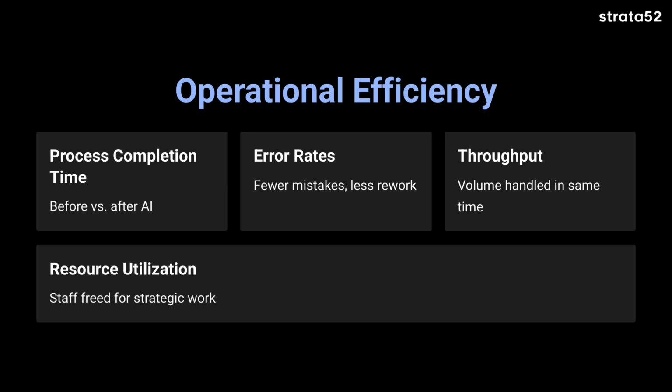For error rates, are we seeing fewer mistakes or less rework needed, which in turn boosts productivity? For throughput, can the team or the machine handle more volume in the same amount of time, such as units processed per hour after the AI tools have been implemented? And then resource utilization, are employees freed up to focus on strategic or customer-facing activities rather than these kind of menial tasks? So these metrics give you insight into how effectively AI is optimizing the client's internal processes.